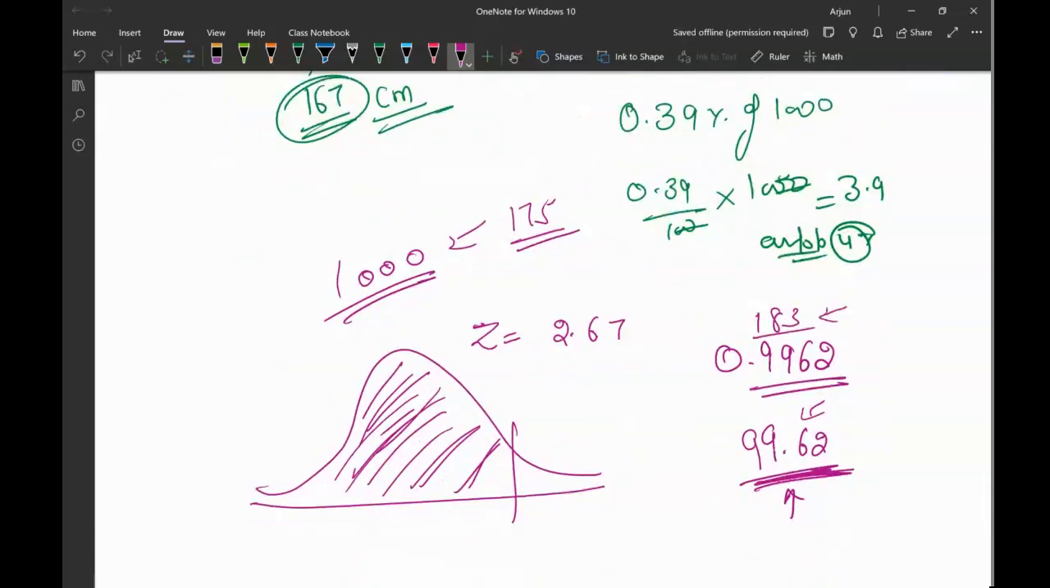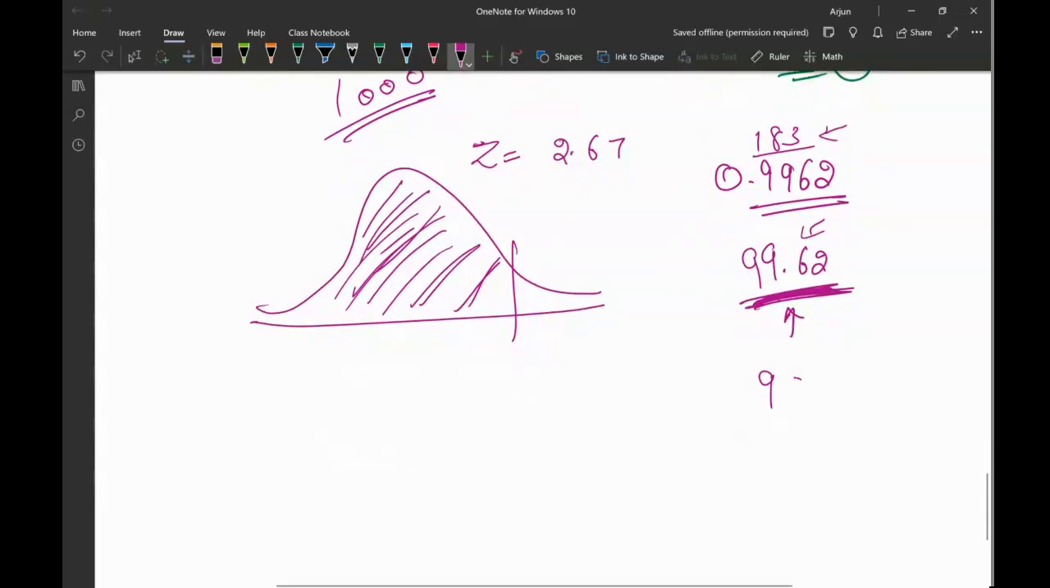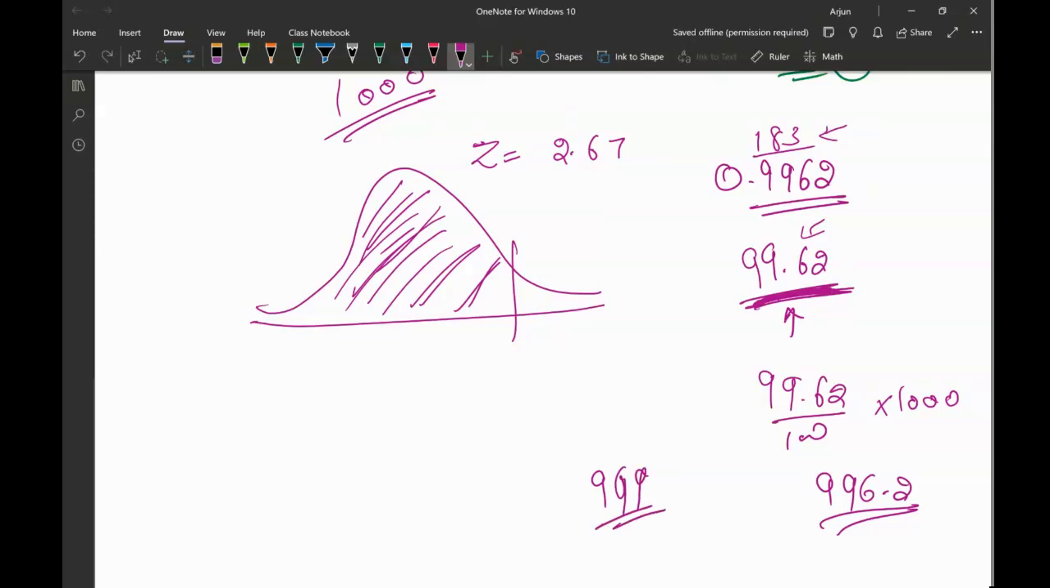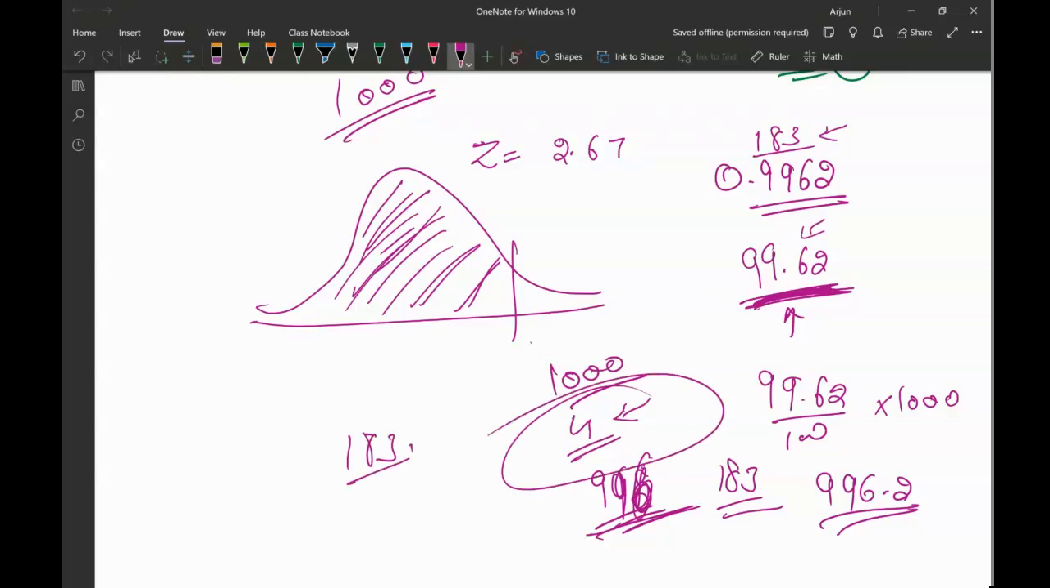So let's say this is the population, a Canadian population of 1,000. Approximately this percentage of people, 99.62 divided by 100 multiplied by 1,000, is 996.2, approximately 996 people. Let's say if the Canadian population is 1,000, 996 people have a height less than 183 centimeters, and only approximately 4 people have a height above 183 centimeters.